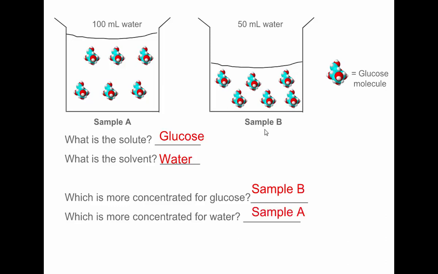A would have a higher concentration of water. So if you had a tablespoon of salt, I could put it in this big container, or I could take the same tablespoon and put it in a small container, and even though it's the same amount of salt, which will taste saltier? The smaller container has a much higher concentration of salt than putting it in a big container.